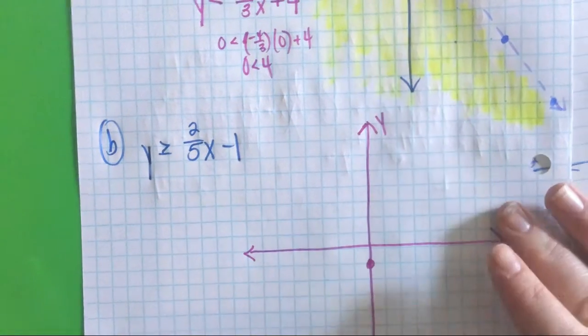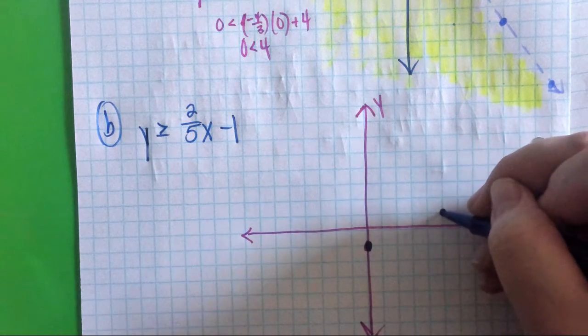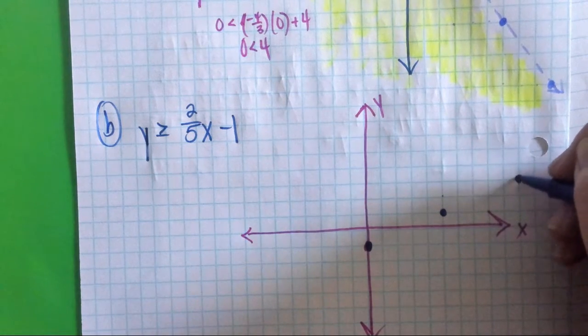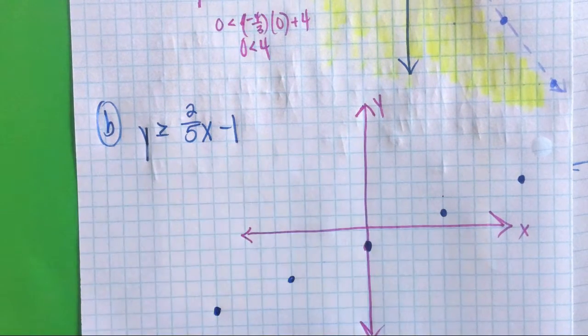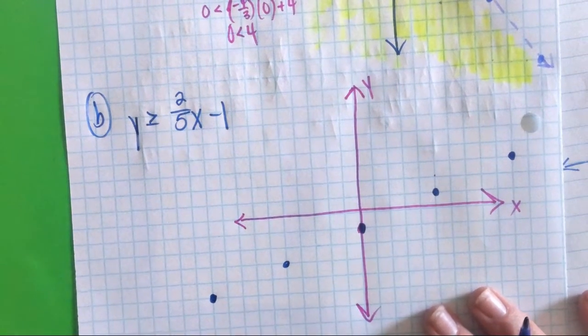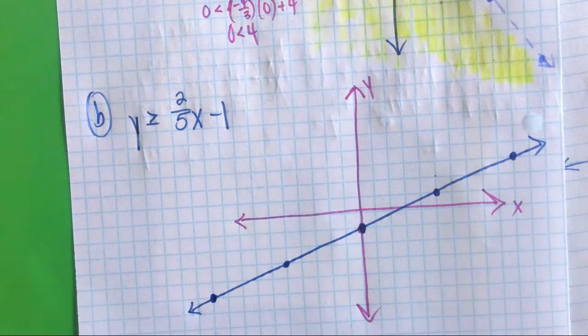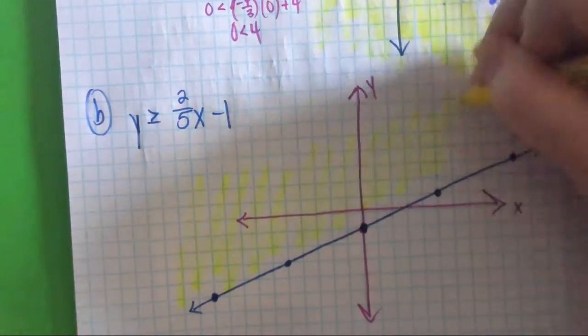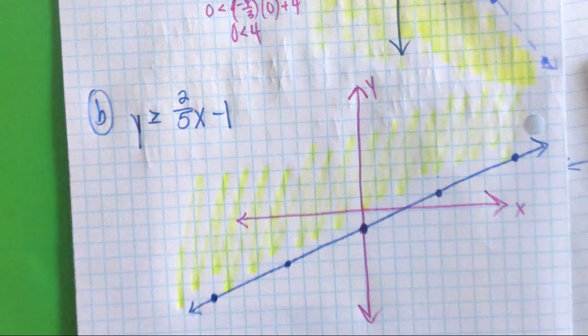Okay, so I put my point at negative 1. I count up 2, over 5. Up 2, over 5. Down 2, 1, 2, 3, 4, 5. I graph it. And then for the first time all day, instead of doing a dotted line, I get to do a solid line because it's greater than or equal to. And then it says greater than, so do I shade above the line or below the line? Above. So I shade everywhere up here. And no, you don't have to do a beautiful job with that unless you just enjoy color. Are there any questions about this?